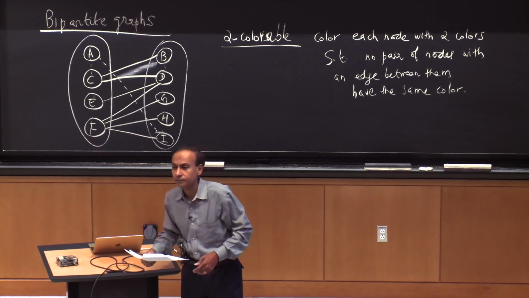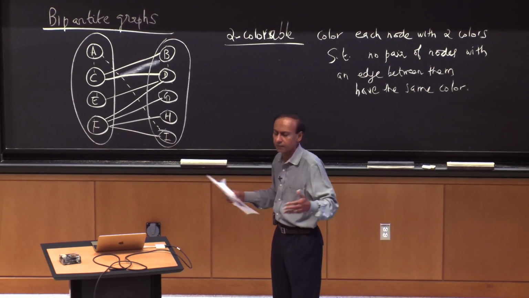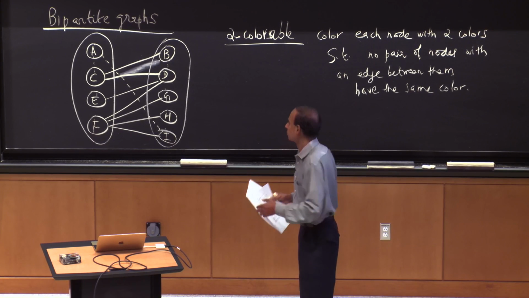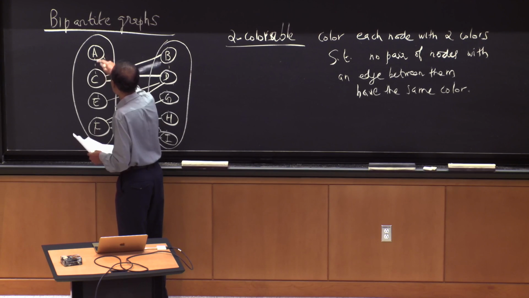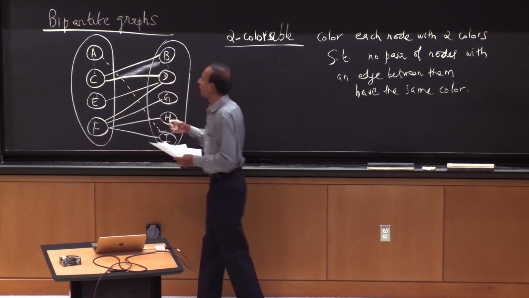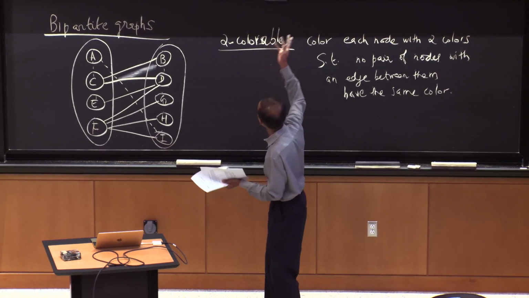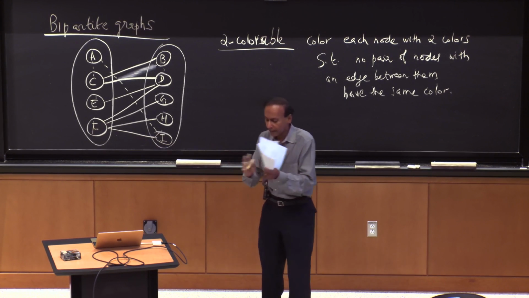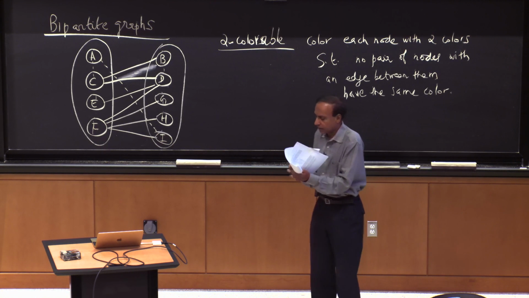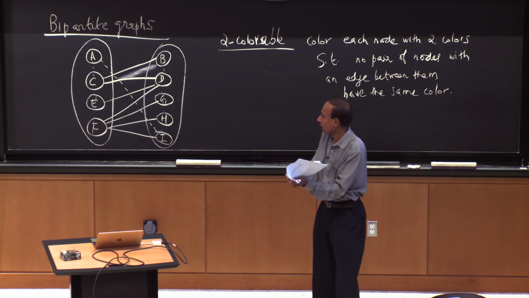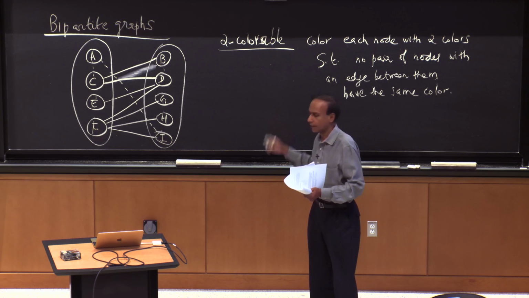Go ahead, Josh. If a graph is two-colorable, is it always bipartite? Yes, they're equivalent definitions. Absolutely right. Because what would happen is if you can color it, then it means that you can take all of the red colors. Red could be equivalent to Friday, and then blue could be equivalent to Saturday, and all of the red colors could be placed on the left, and the blue on the right.